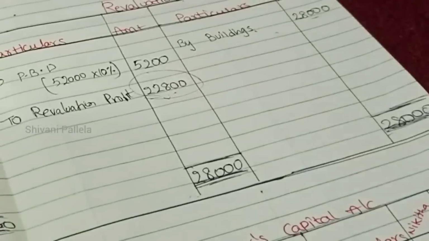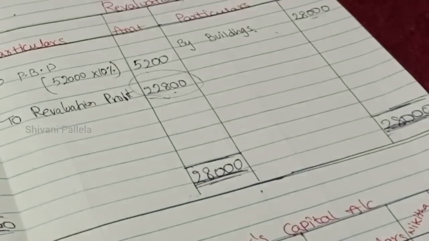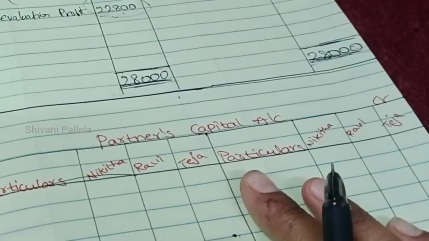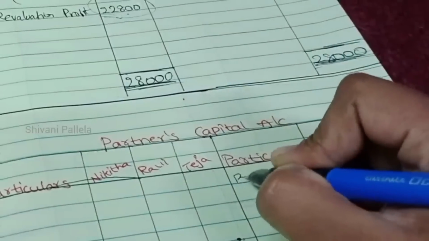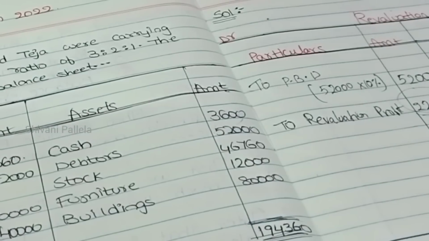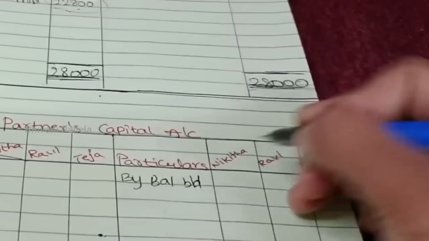So that's the reason. Same thing you will have, nothing to worry about. Okay. So that same thing only you will learn here. Just one small adjustment will be there. Okay. So the answer is 22,800. Now we will do the partners' capital account. By balance brought down. What are the capital account amounts? 60,000, 40,000, 40,000. Here I am writing.